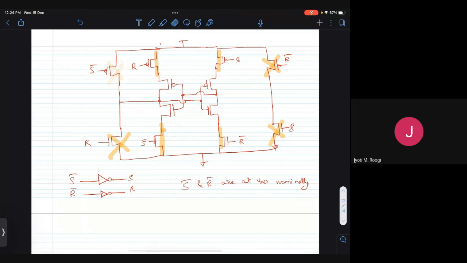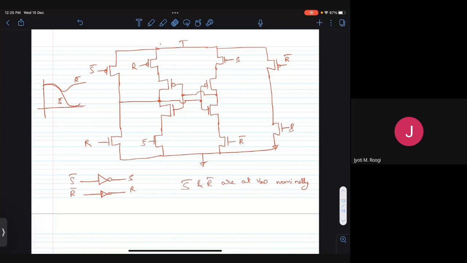Now the question is, when one of S bar or R bar goes from 1 to 0 and the other one stays at VDD, what happens? That is what your V1 and V2 do, right? What happens in the case of V1 and V2? One of them drops slightly and goes back to VDD. The other one goes to 0. So let us say the condition when S bar goes to 0 and R bar stays at VDD.